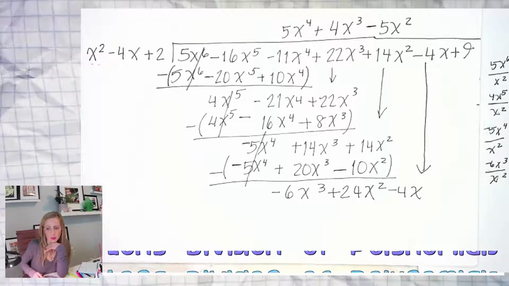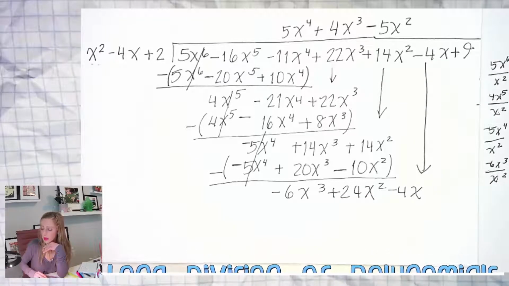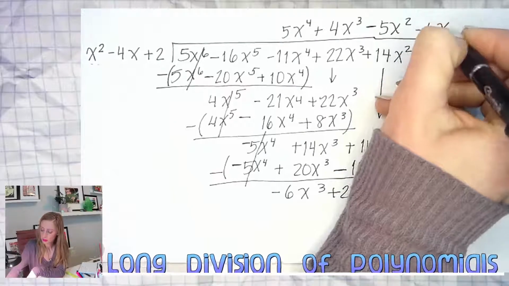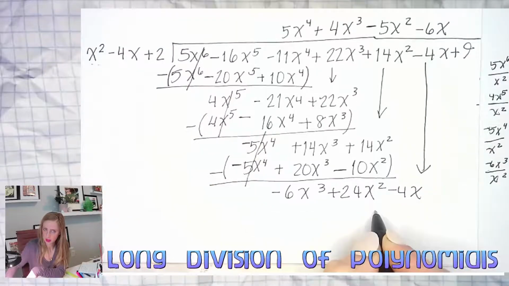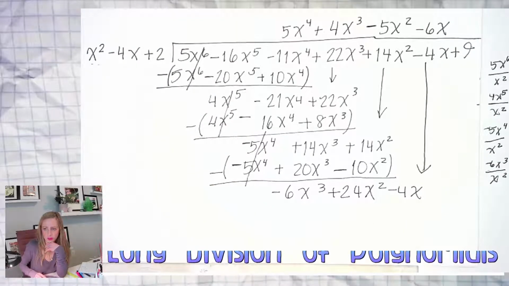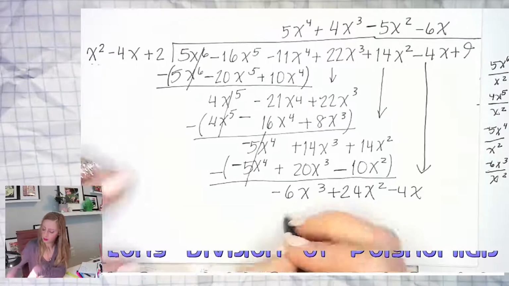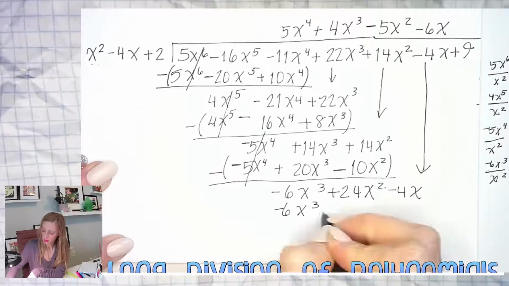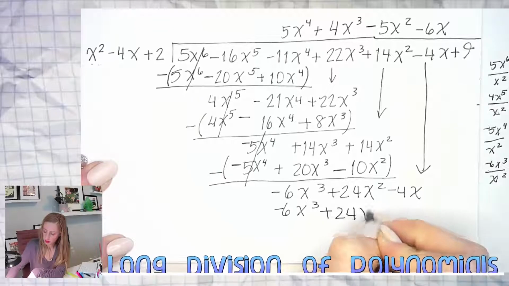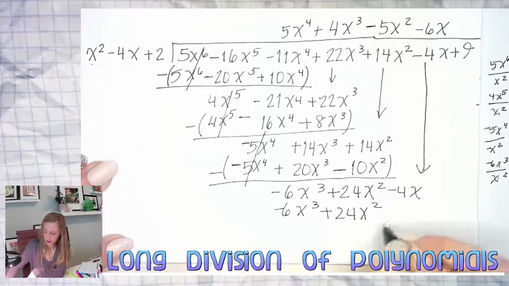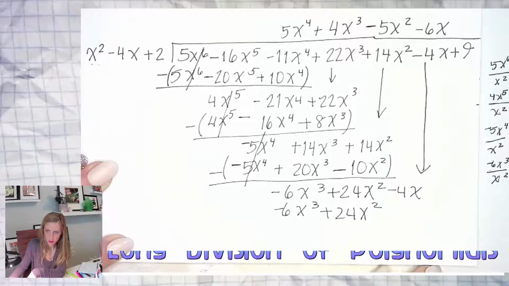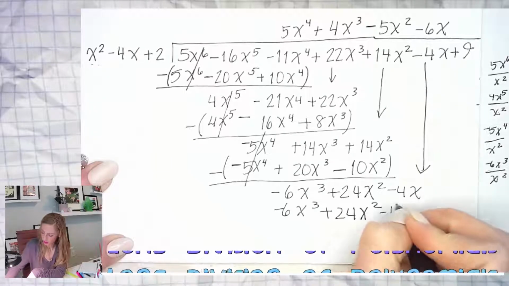So that'd be negative 6x. Negative 6x, good. Multiply it by this, write it underneath this. Yes, negative 6x to the third. Plus 24x to the second. Good. And then minus 12x. Good.